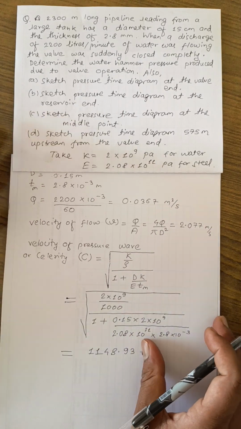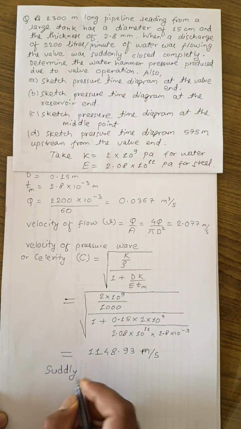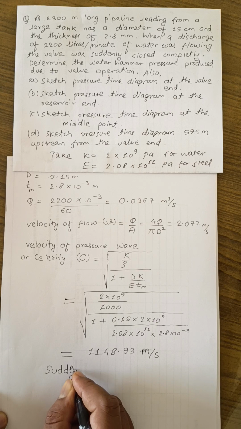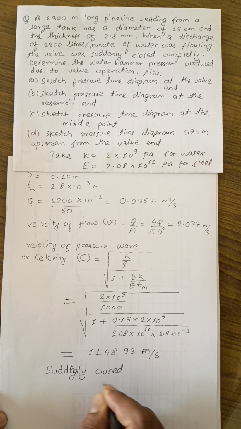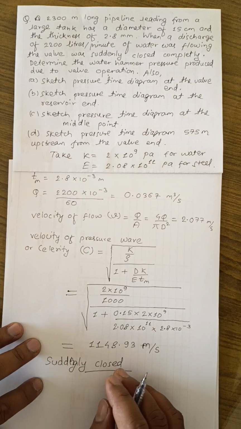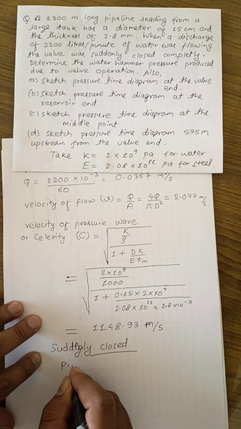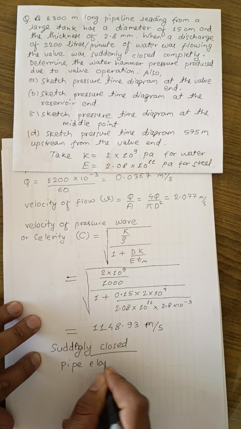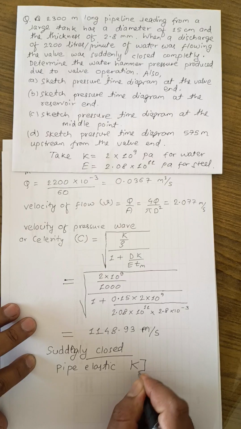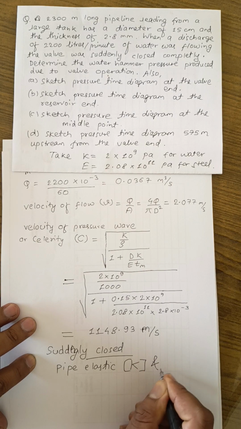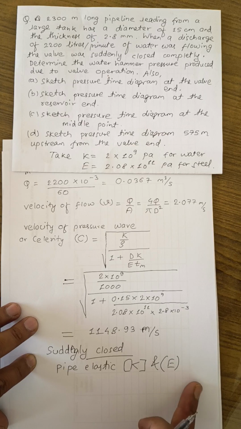So you have got the celerity, and now let's find out the water hammer pressure generated due to the valve operation. Here the valve is suddenly closed, and the pipe is elastic, because the modulus of elasticity is given. Both the bulk modulus of water and the modulus of elasticity E are given.